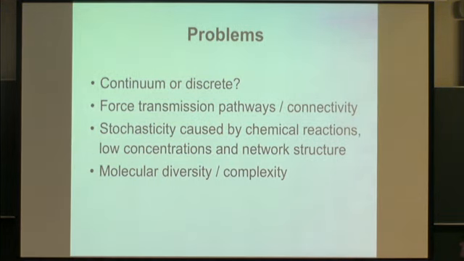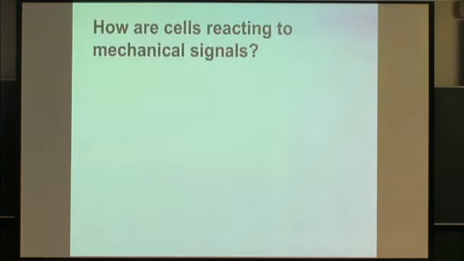Then we have stochasticity. We have discussed this already quite a bit: by the chemical reactions, by low concentrations, and also by the porous network structure. And what is puzzling physicists all the time is the molecular diversity. Okay, now let's come to the point. These are the problems. Let's come to the experiment.